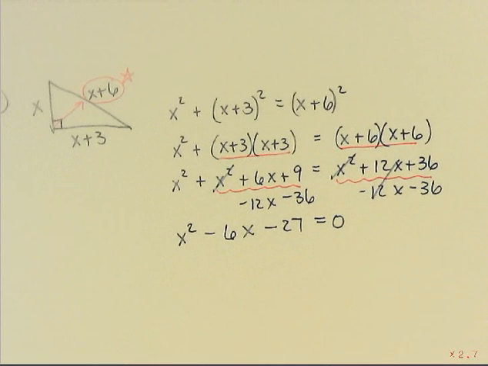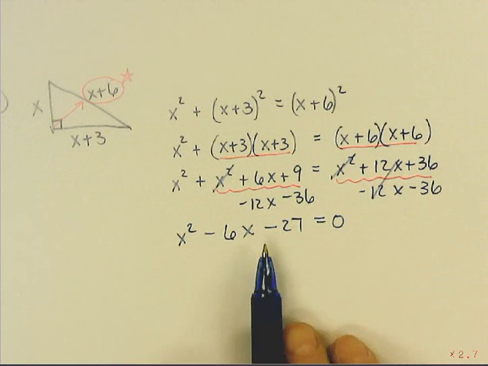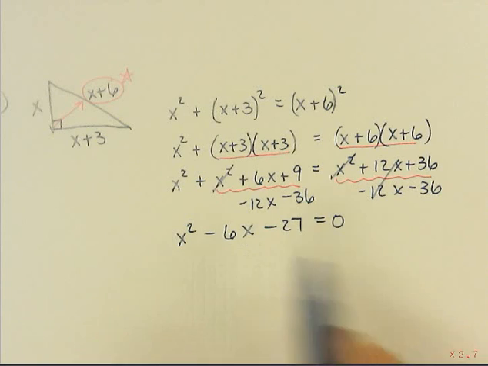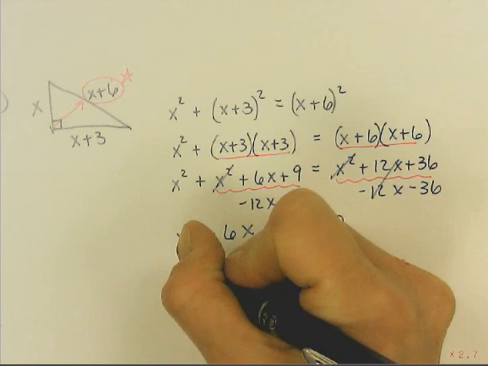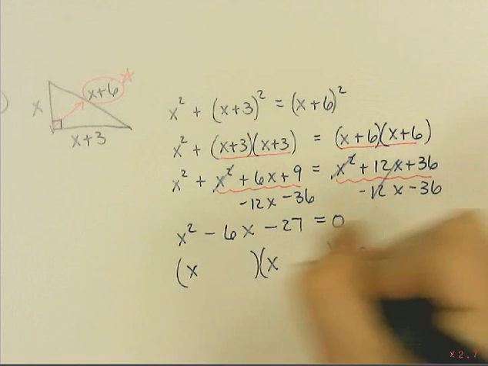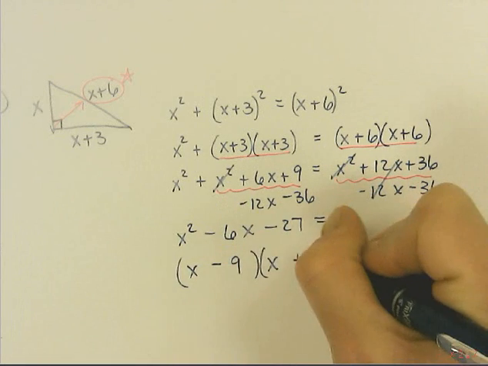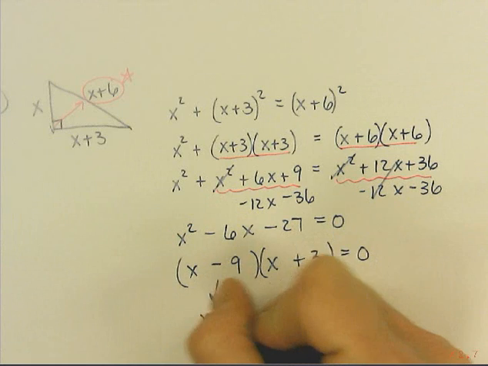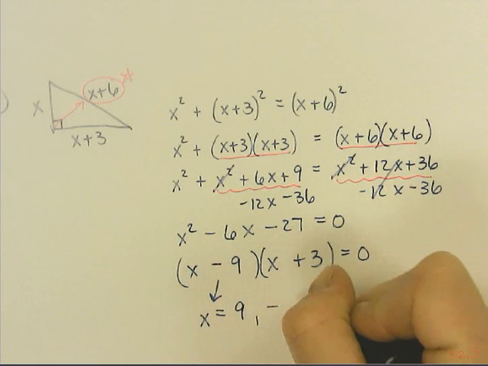And usually these will factor, but if they don't, you can use the quadratic formula. And actually, I think on your classwork, some factor, some don't. And if they don't, you have to use the quadratic formula. This one nicely factors to (x minus 9)(x plus 3), which means I'm going to have two solutions. x equals 9 and negative 3.